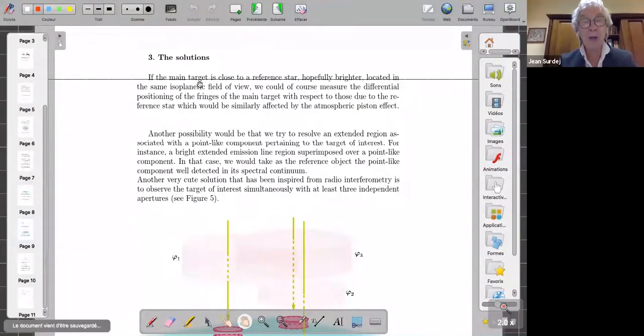Or it could happen that your object of interest is a point-like component in the continuum, and that you're interested in the extended region, which can be an emission line region, and that one you hope to resolve. So simultaneously you would obtain data in the continuum, which would give information on the point-like source, and also in the emission line, you would get information about the extended region.